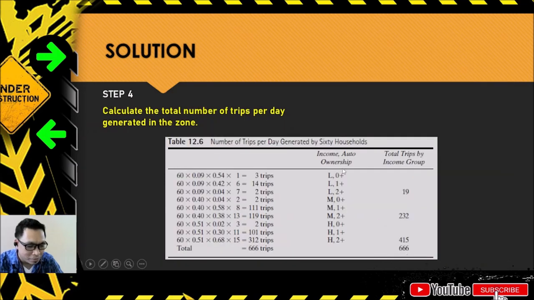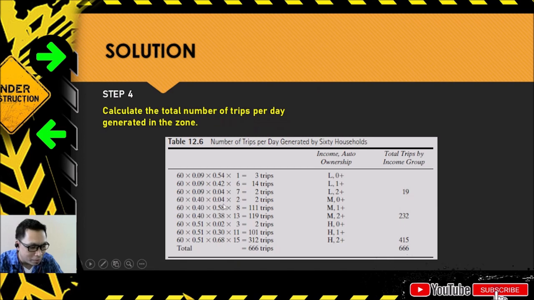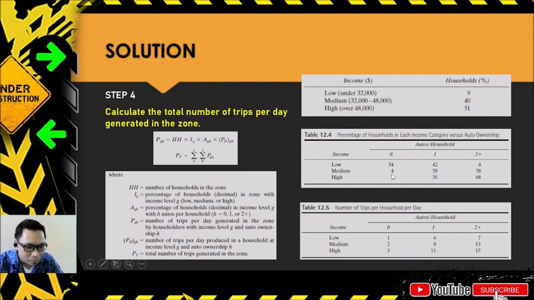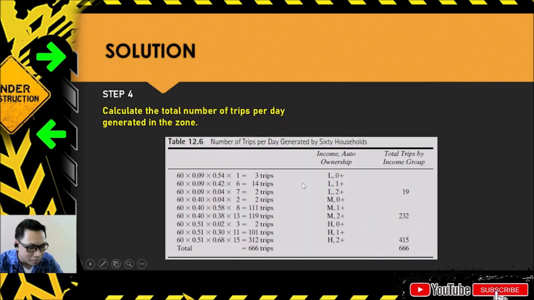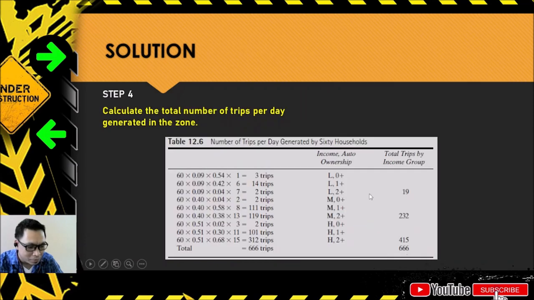Next for medium income, we have 60, the number of households, multiplied by 0.40. Where does this 0.40 come from? From the number of households, the percentage 40. Then we have 0.04, 0.58, then 0.38. These come from the number of autos. Then where do the 2, 8, 13 come from? They come from the medium income, which is 2, 8, and 13. So don't get confused in your table, because the classes are already specified.